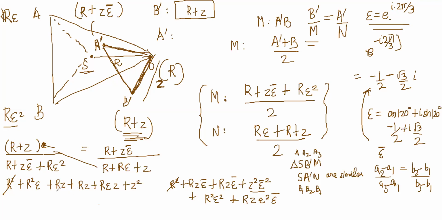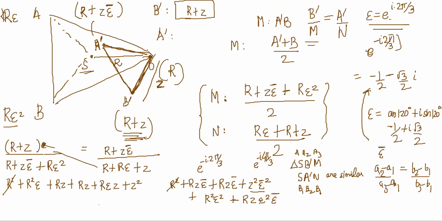Now these relations between epsilon conjugate and epsilon you need to get. This is just e power minus i 2 pi by 3, and this is e power minus i 4 pi by 3. You have to just prove that they are going to be same. So what is epsilon into epsilon conjugate? That is equal to 1.